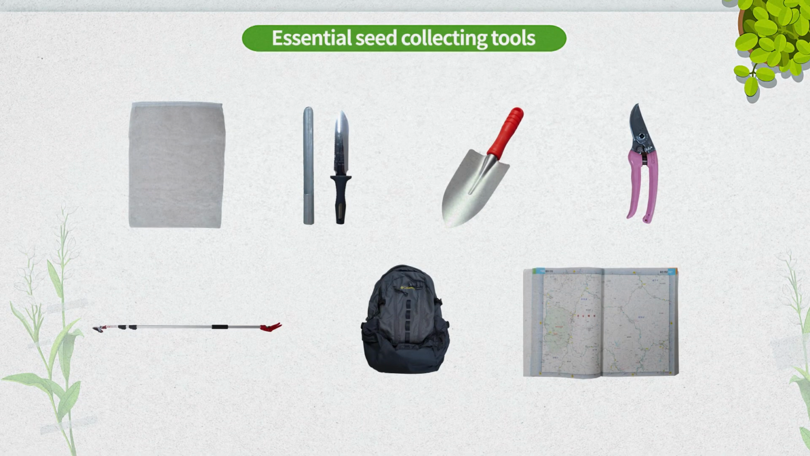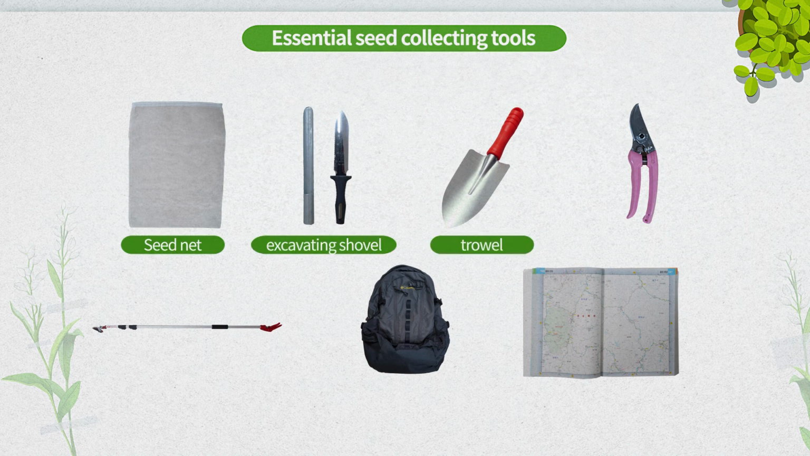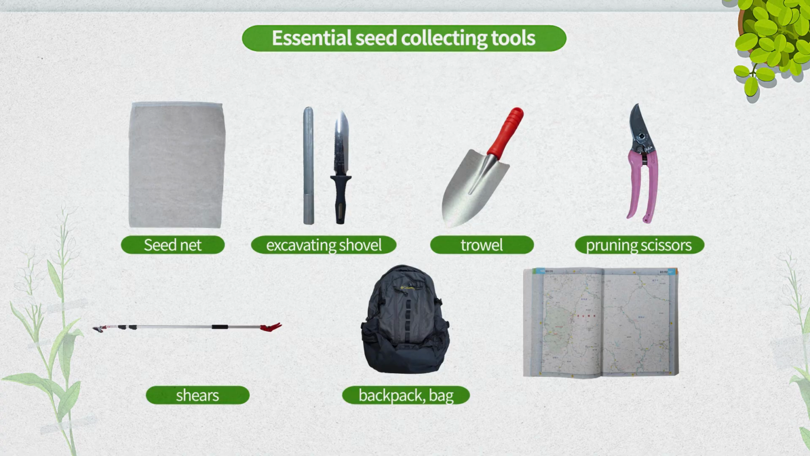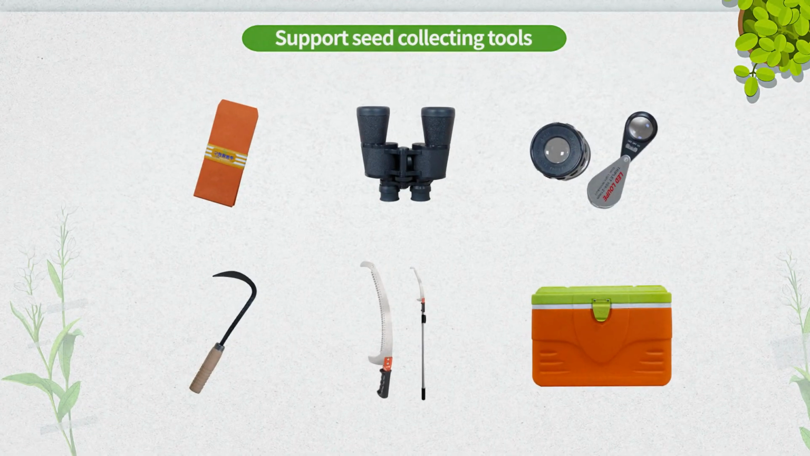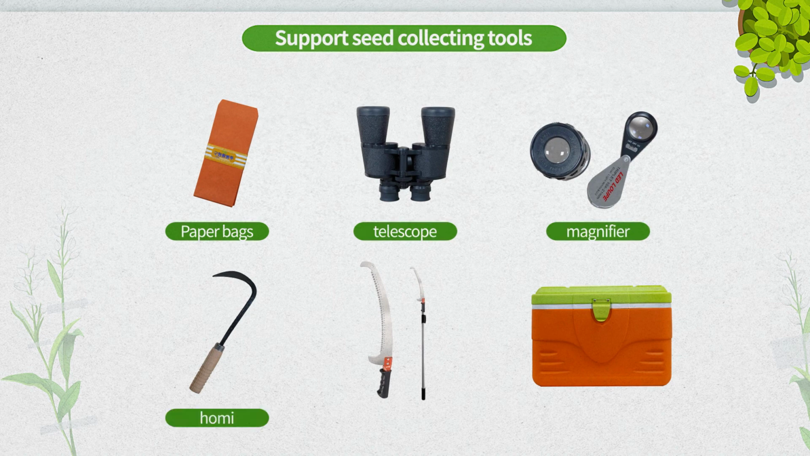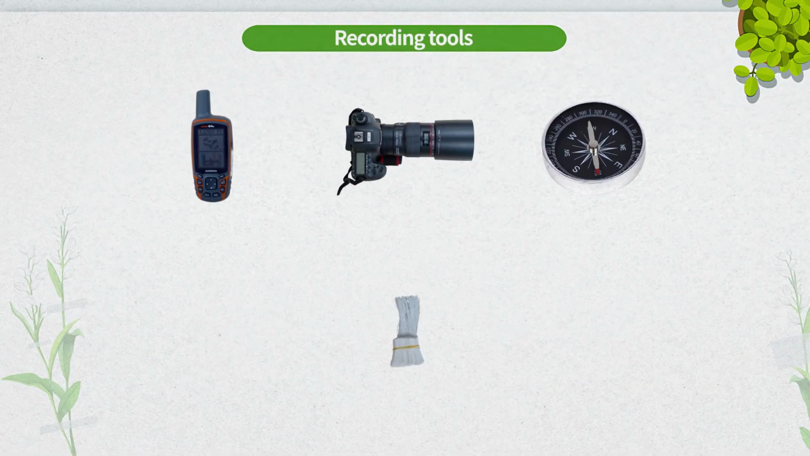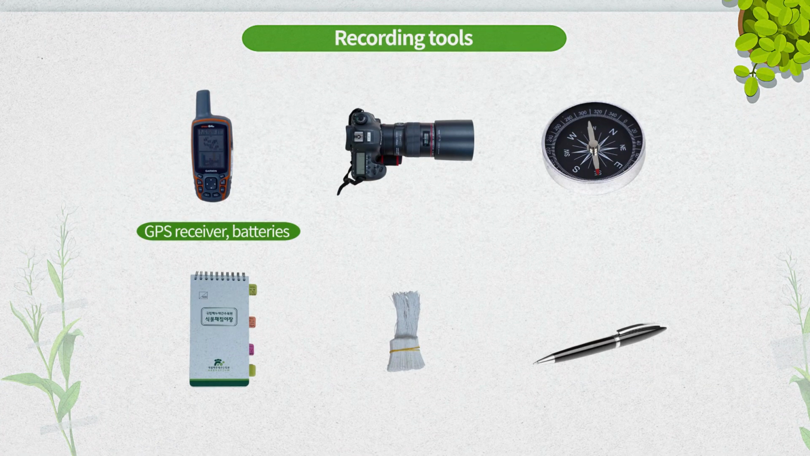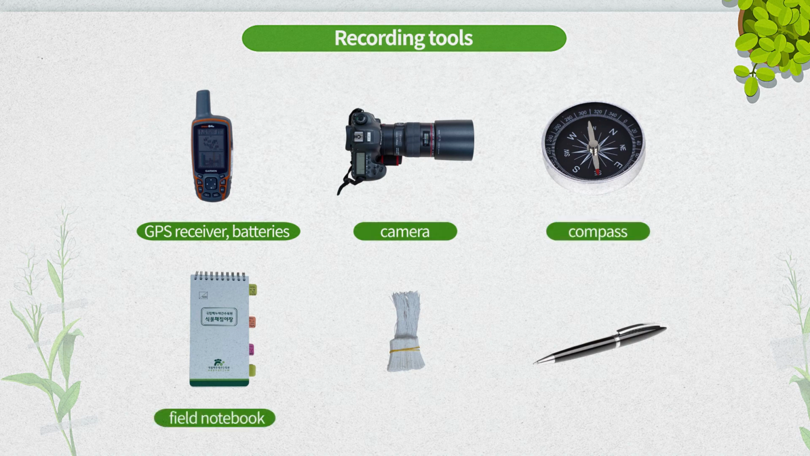Seed collection activity requires the essential tools such as a seed net, excavating shovel, trowel, pruning scissors, shears, backpack, bag, and map, as well as support tools such as paper bags, telescope, magnifier, hoe, pole saw, and cooler. Recording tools such as a GPS receiver, batteries, camera, compass, field notebook, tracking table, pens, and pencils are also required.